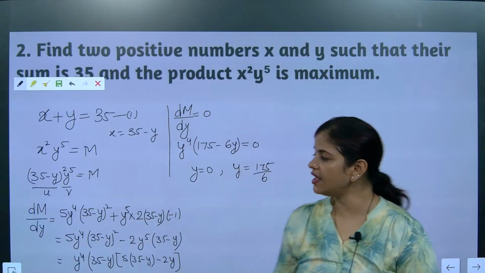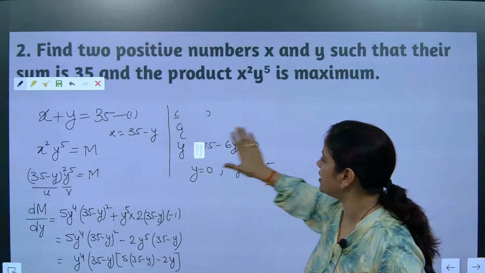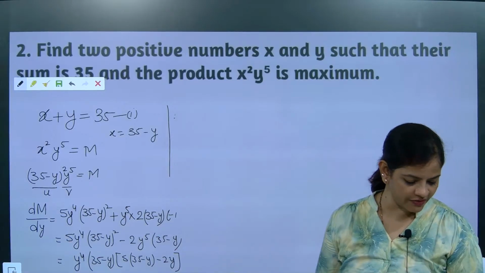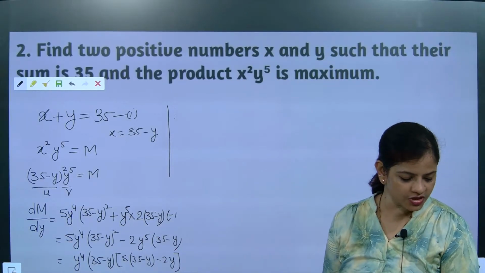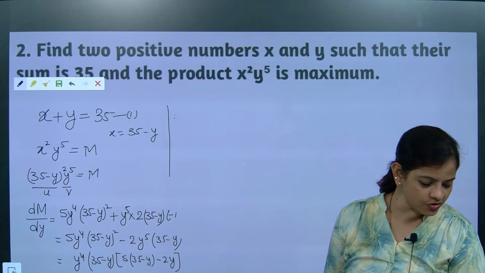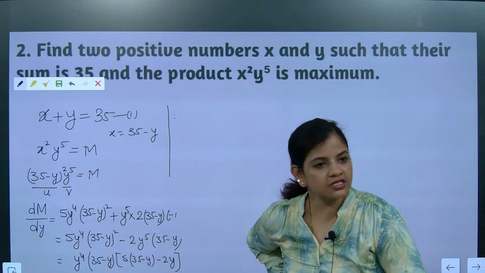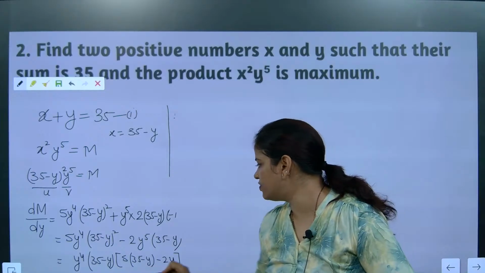Once you have done till here, now you need to make it equal to 0. First you check, 3 critical points I am getting. Y value is coming 3 times. What values are coming, beta? Can you tell me? Anything is coming common? Let's check this one out now. We will solve this one out.